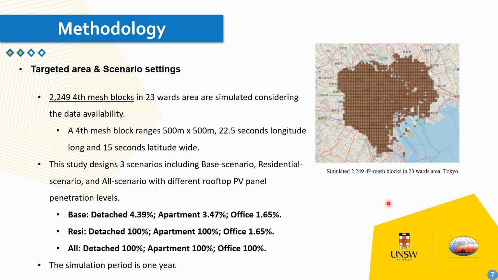We designed two very ambitious, or rather idealistic, scenarios, called the residential scenario and the all scenario. Residential means all the residential buildings, including apartments and detached houses, are covered with PV panels, and all means all buildings. And the simulation period is 1 year. This scenario setting is quite ambitious and idealistic because it literally covers all the rooftops with PV panels.